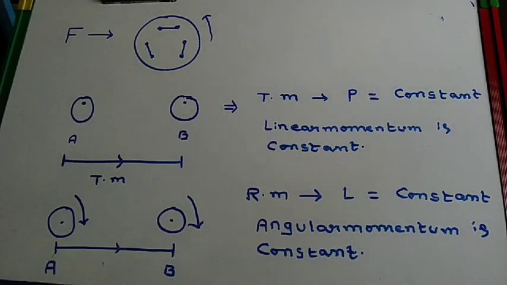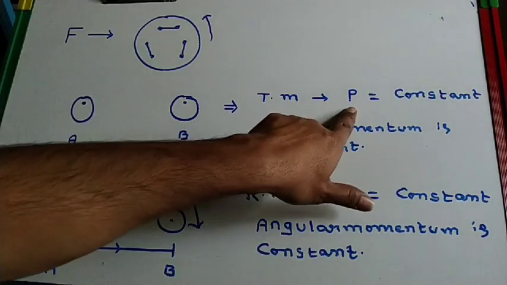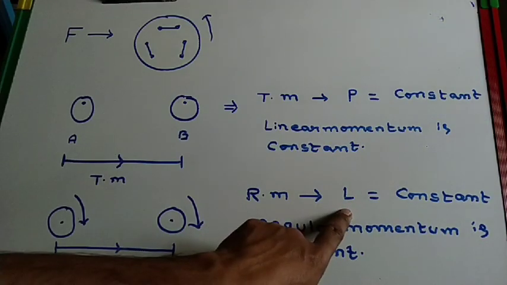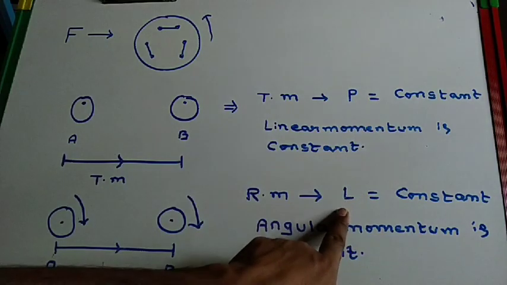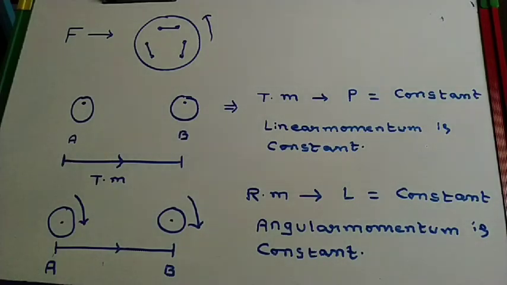Okay, this is about a rigid body, and it has two motions. One is translatory motion, second one is rotational motion. Which physical quantities are constant? In the translatory motion, P is constant. In the rotational motion, L is constant. P means linear momentum, L means angular momentum. This is about a rigid body.